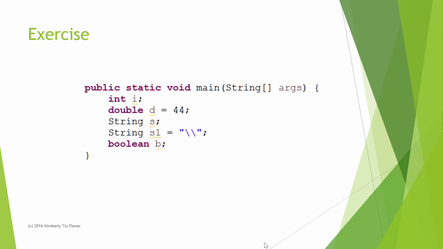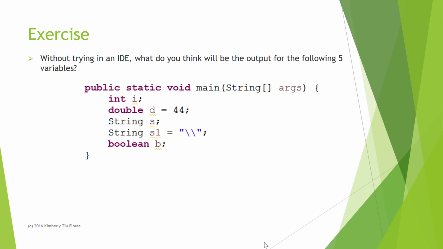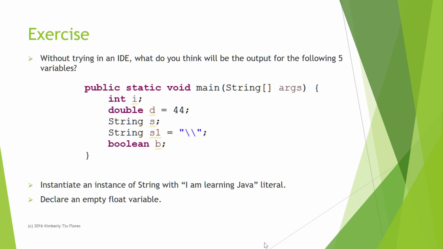Here is a simple exercise for you. Without trying in an IDE, what do you think will be the output for the following 5 variables? And after that, please instantiate an instance of String with the "I am learning Java" literal and declare an empty float variable.